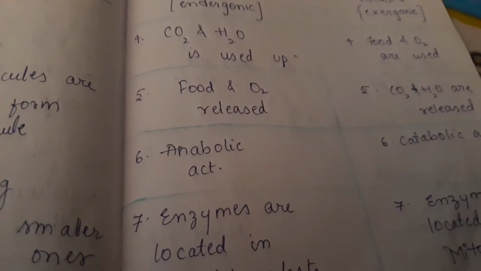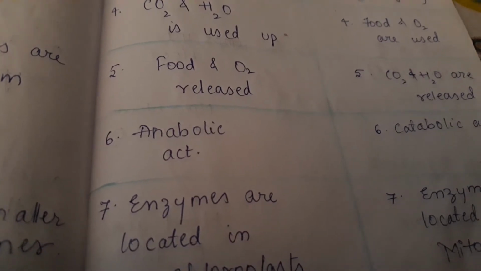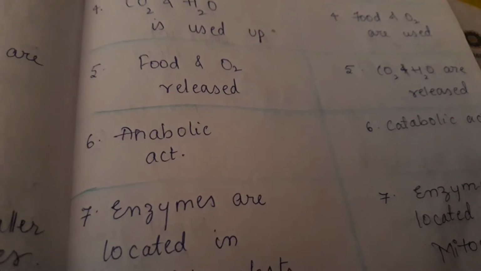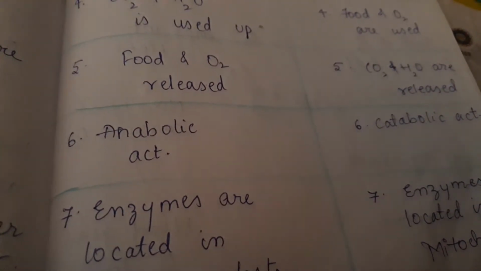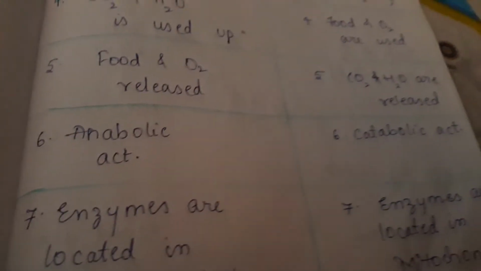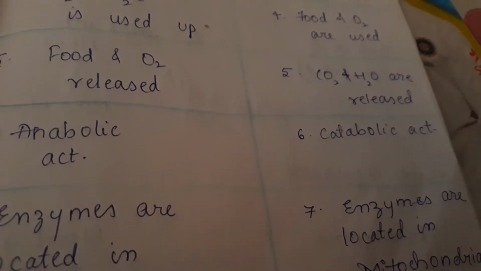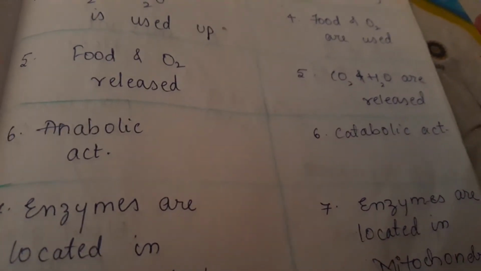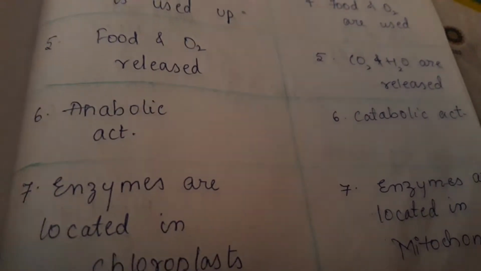Now, photosynthesis is an anabolic activity. In the before video, I already explained what is anabolic activity. In photosynthesis, small molecules are joined to form a big molecule, whereas in respiration, a big molecule is broken down to smaller molecules. That is a catabolic activity. Photosynthesis is an anabolic and respiration is a catabolic activity.